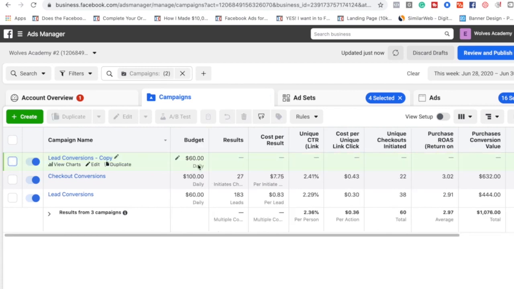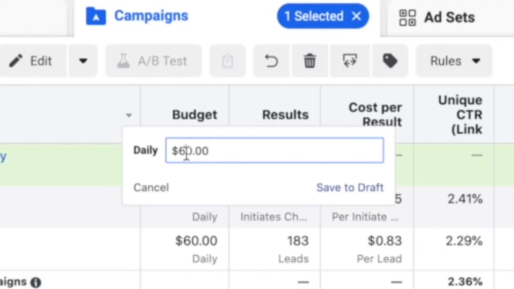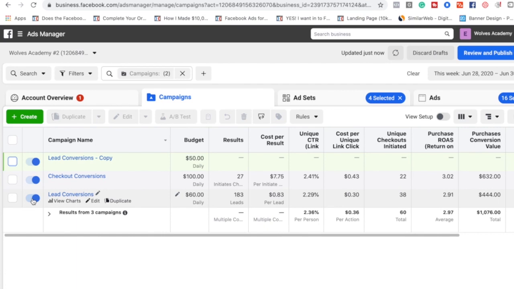Then we're gonna go ahead and make the budget, we're gonna change that to 50. So we're gonna start from scratch, and then we're gonna give it one more shot. And then we're going to turn off this campaign completely.